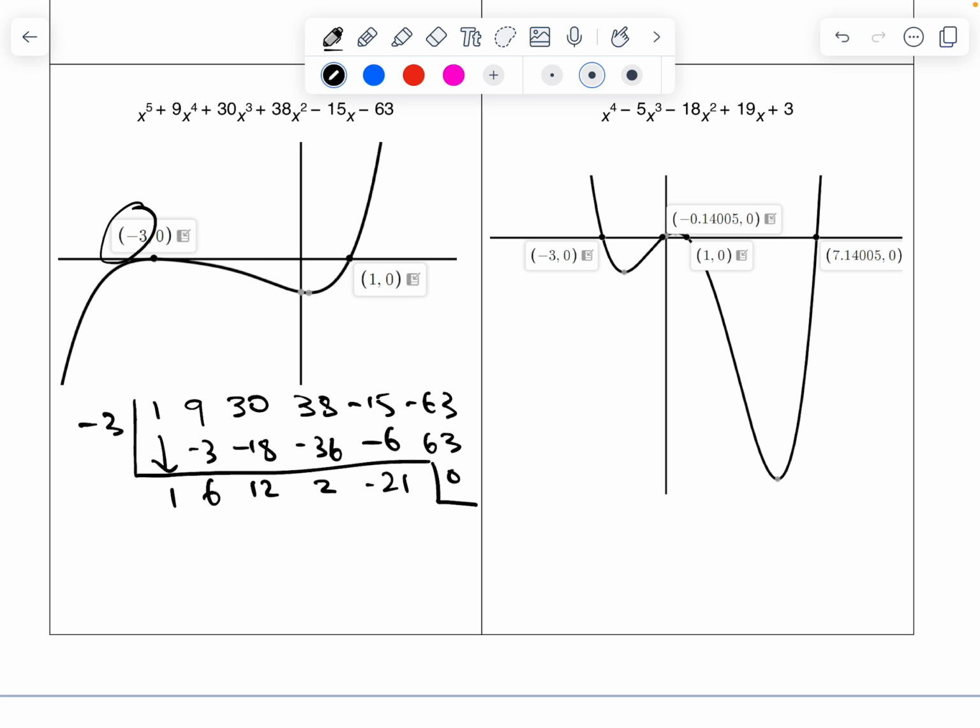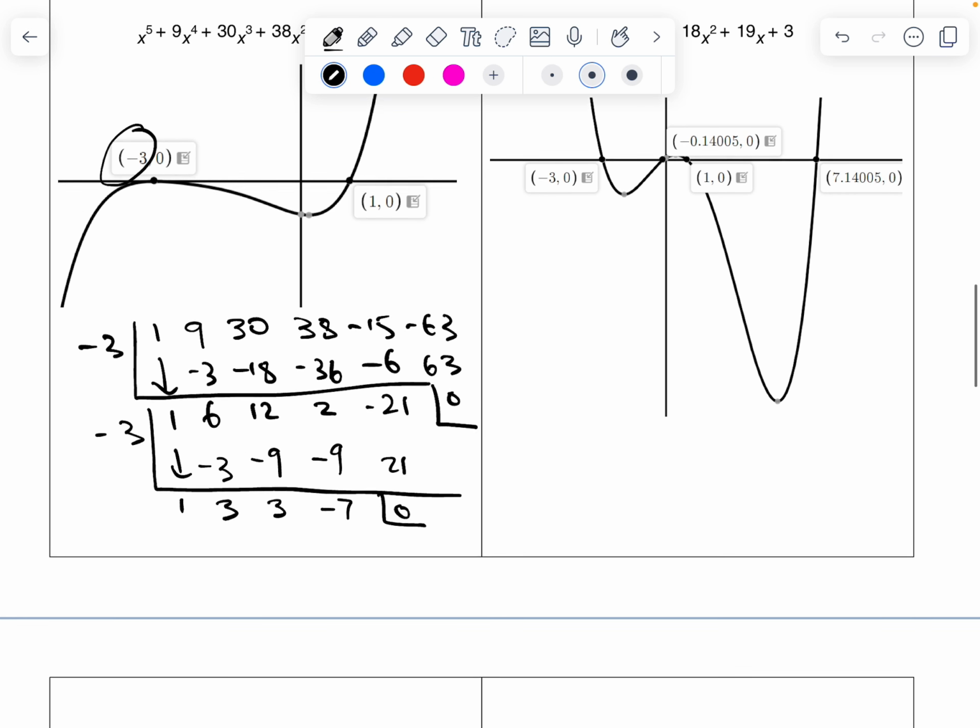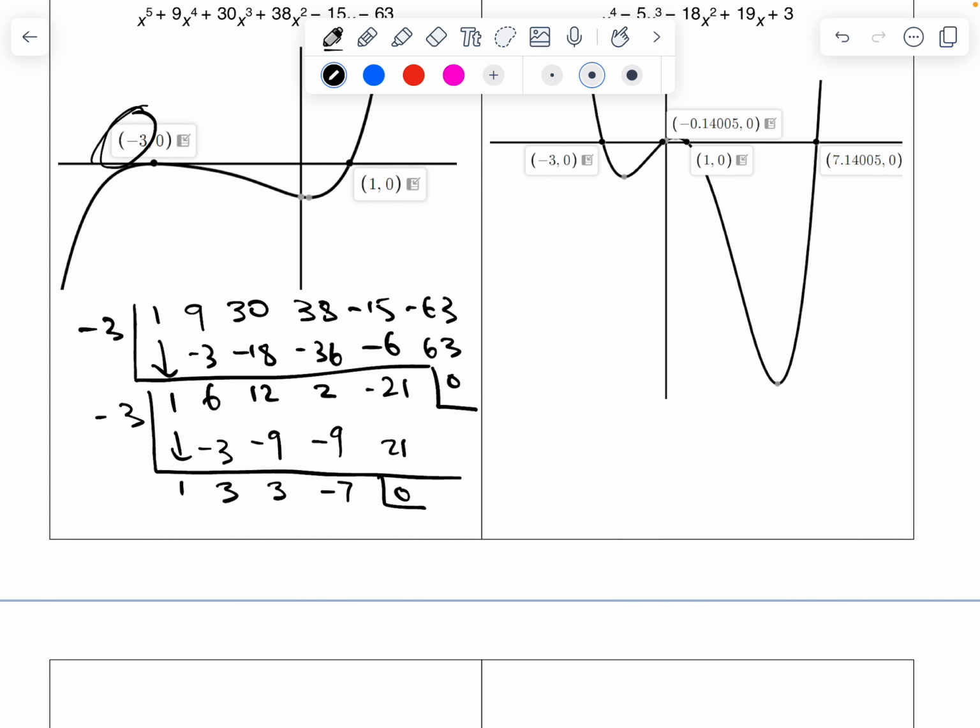Okay, now again, this is a double root. It bounces off that point. So because it bounces off, we can take that -3 and run it through this again. We got 1, -3, we got 3, -9, 3, -9, -7, +21, and we're good. So we've used up this root twice. That's all we can take out of the polynomial.